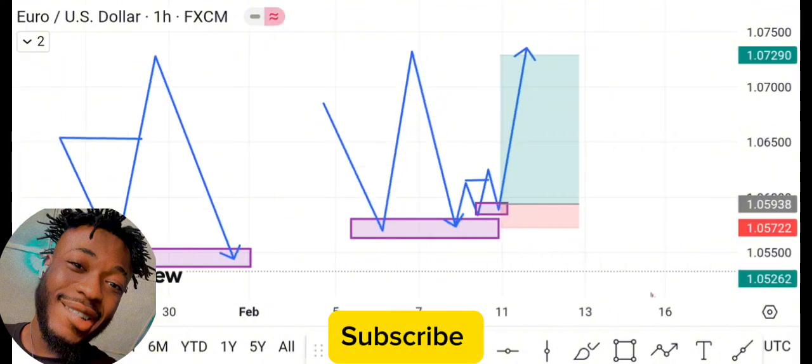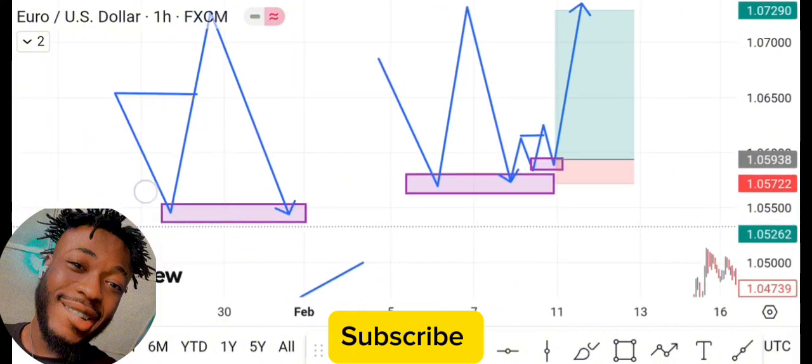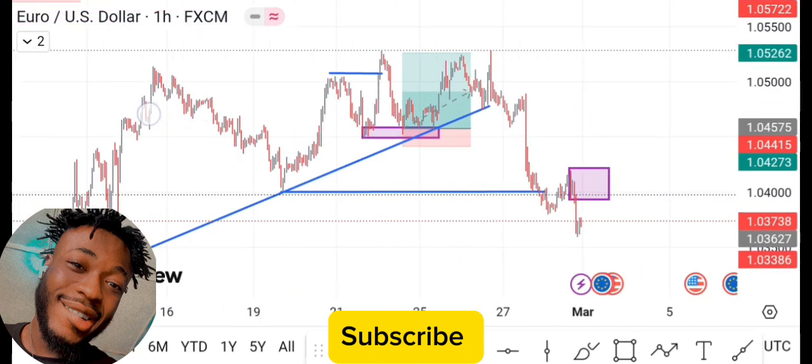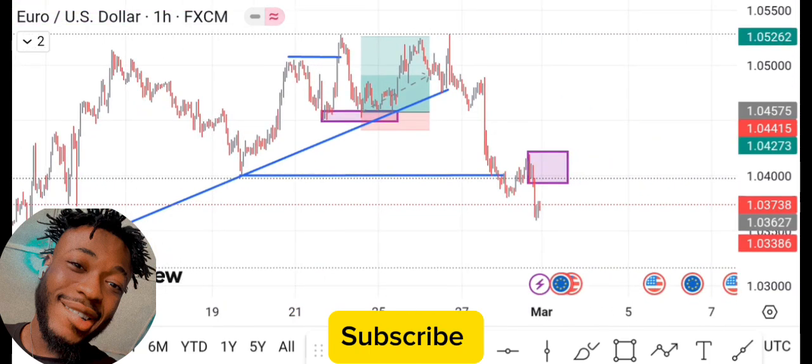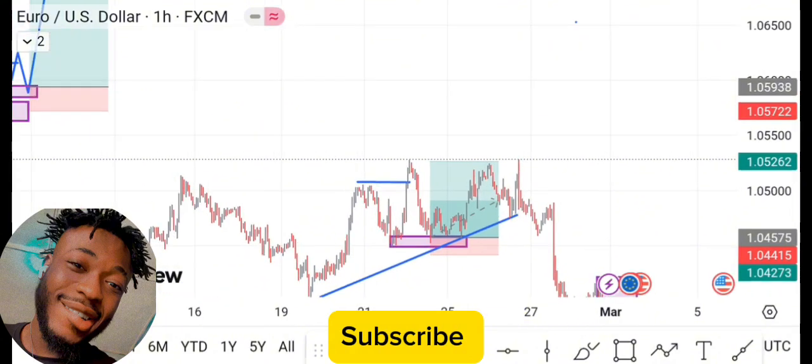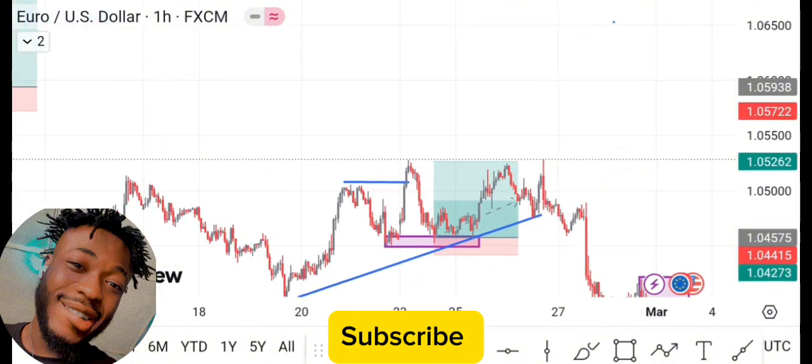So this is what I will be showing you guys today in this video. It's just as simple as ABC. That is the simple way I use supply and demand. It is not as complicated as it seems. Just wait for a break of structure, a change of character. After getting that, you wait for price to come to your zone to mitigate your zone. And after you get that, you can go to a lower time frame to look for confirmation.